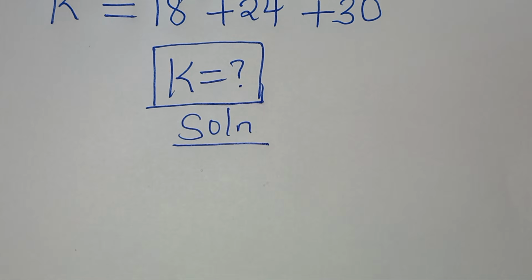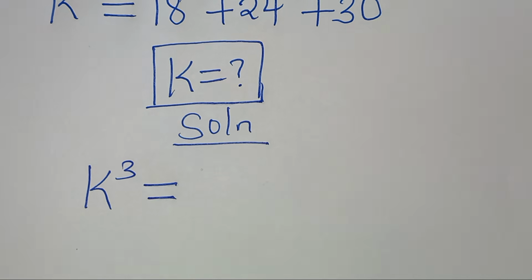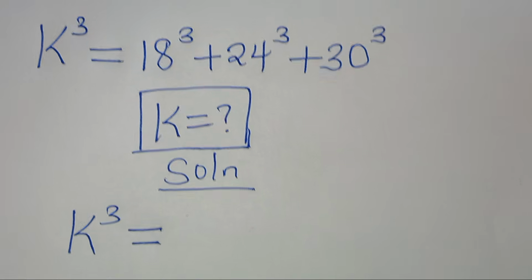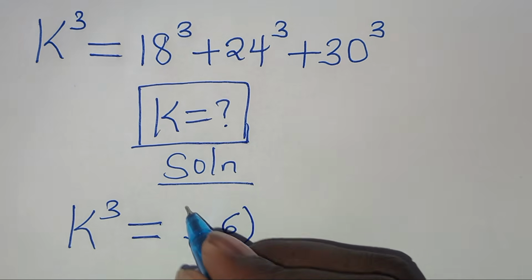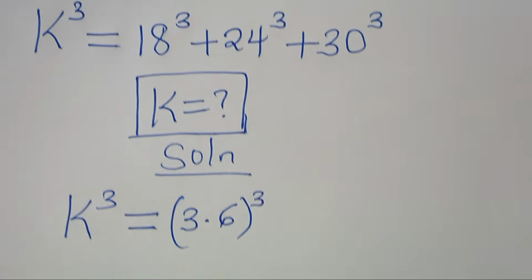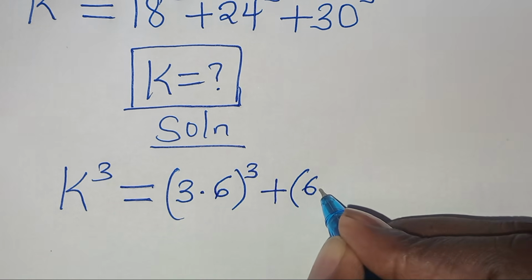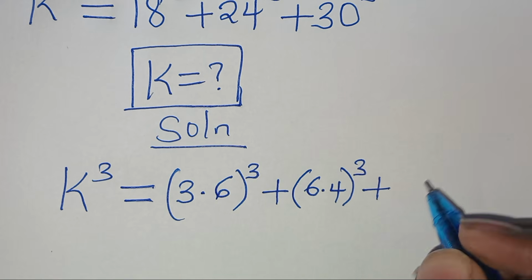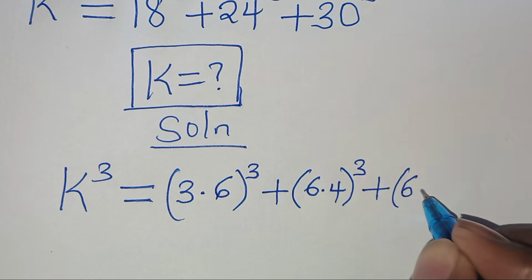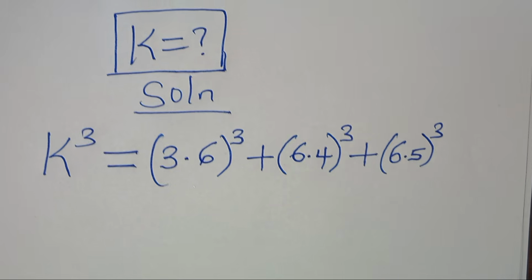So we have k to the power of 3 equal to 18 to the power of 3. We can express 18 as 3 multiplied by 6, then raised to the power of 3, then plus 24, which you can express as 6 multiplied by 4 raised to the power of 3, then plus 30, which you can express as 6 multiplied by 5 raised to the power of 3.